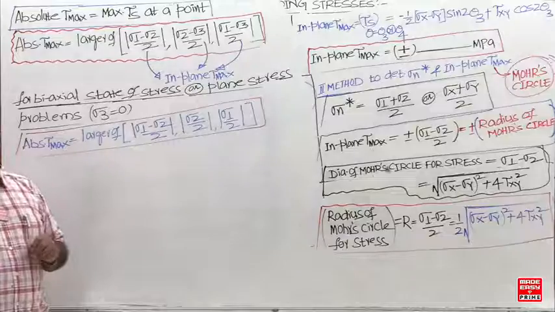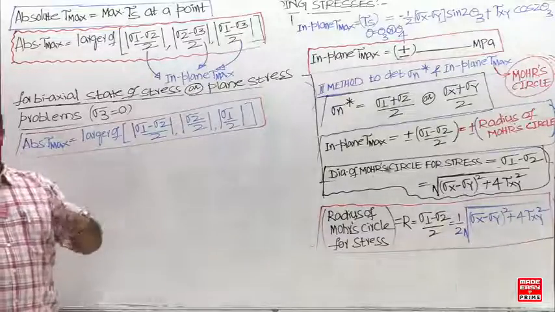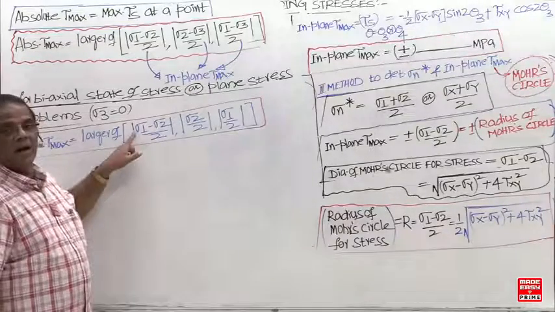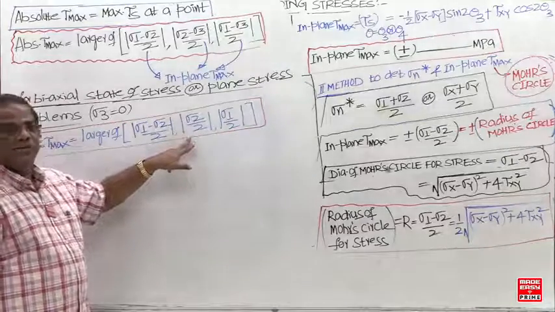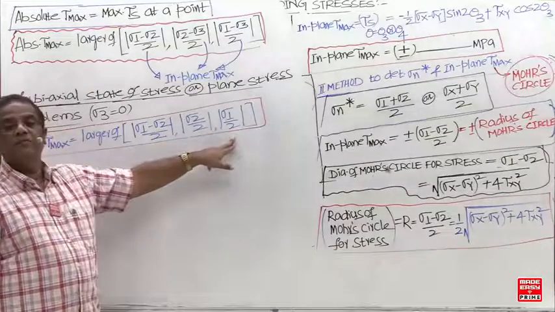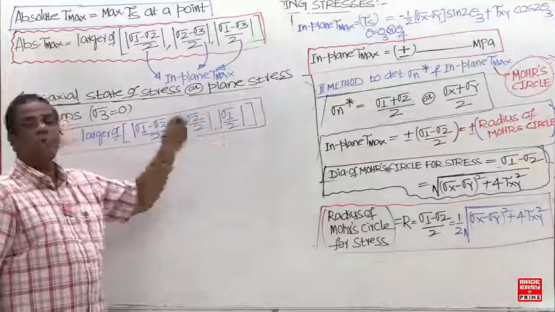Suppose sigma 1 is 100 and sigma 2 is 50. What about this now? 100 minus 50 becomes 50, and 50 by 2 is 25. But 100 by 2 is 50. So which is the larger? Sigma 1 by 2.